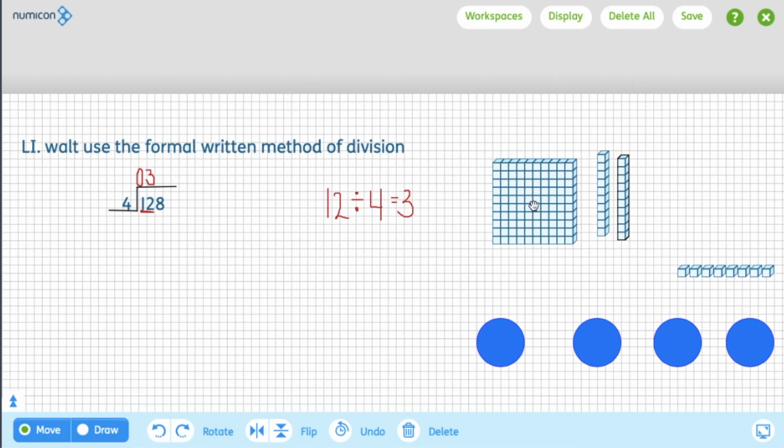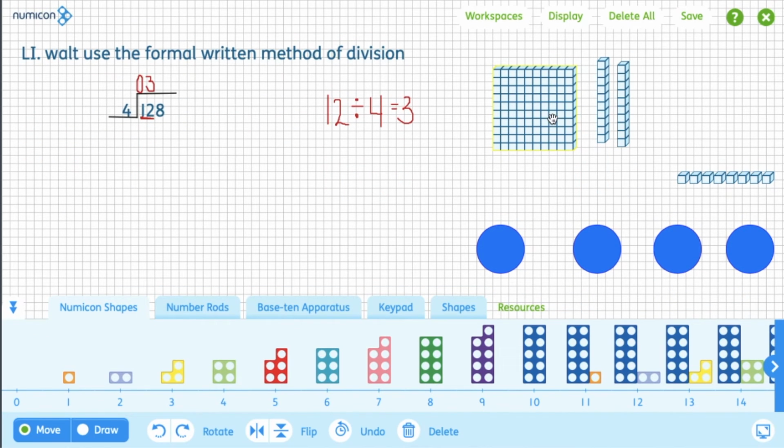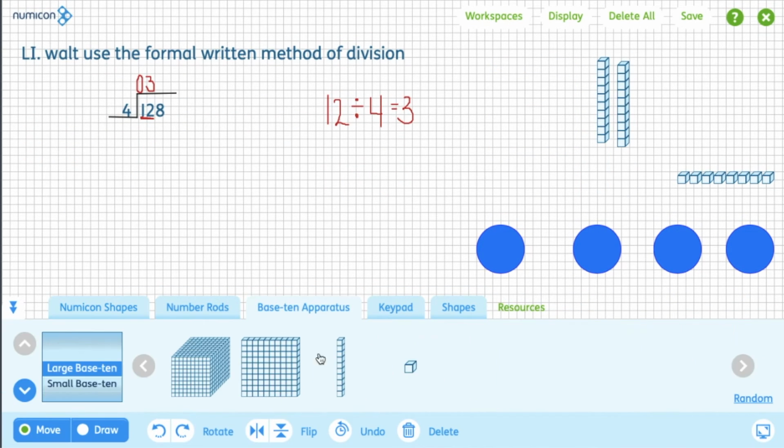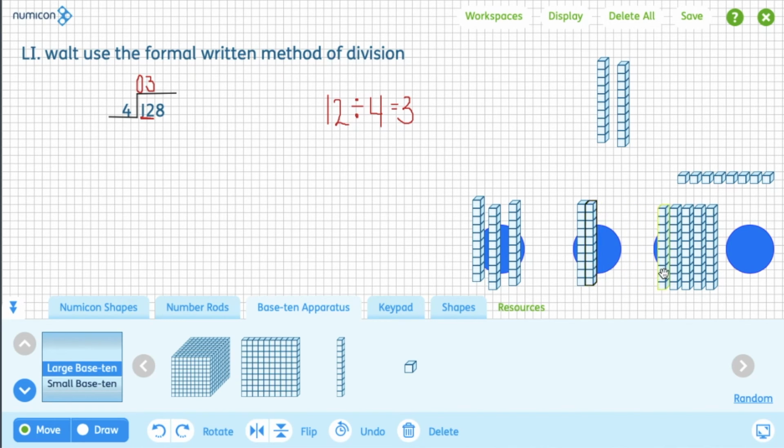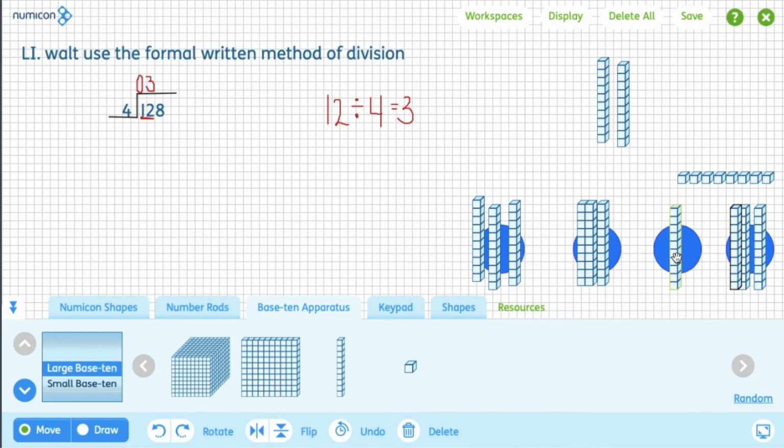Okay, and what I'm doing is I've split it into 4 equal groups. So now I've got 30 in each of my 4 separate groups. So I've swapped out this 100 for 10 tens instead, and I've got 3 in each group. Okay, if we do it this way, it just makes it easier to manipulate, and it means that our leftover units are easy to rearrange later.